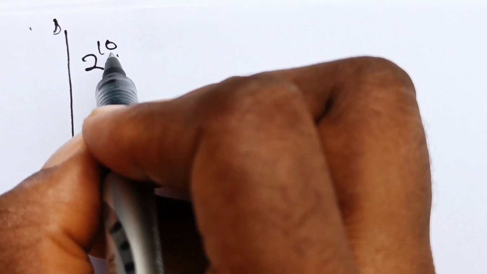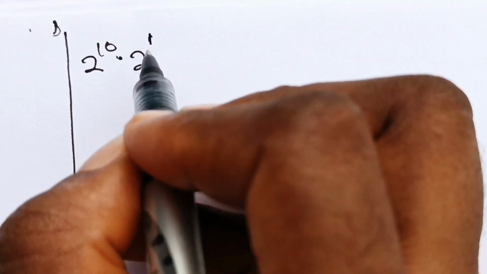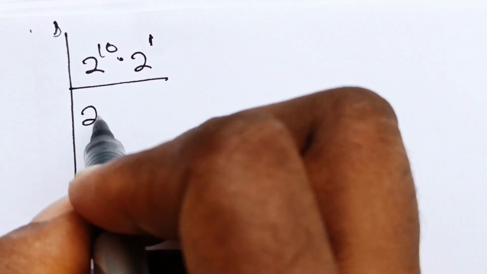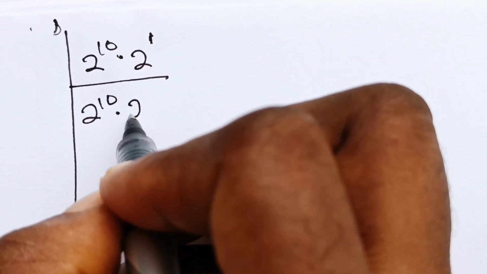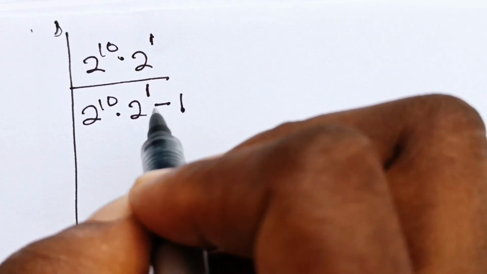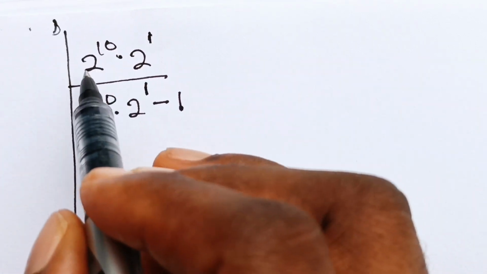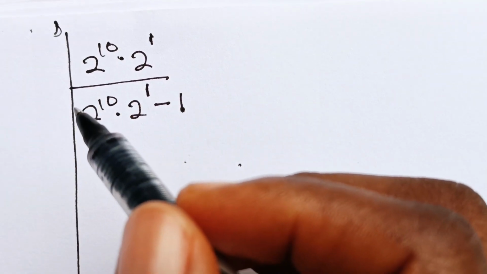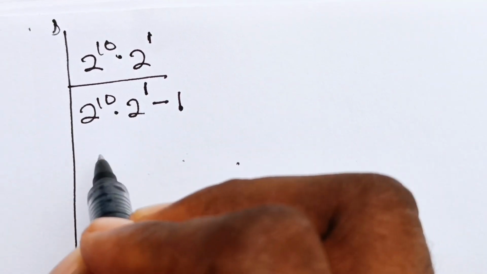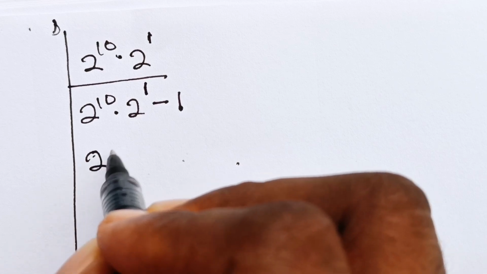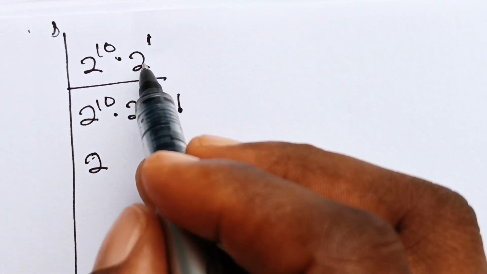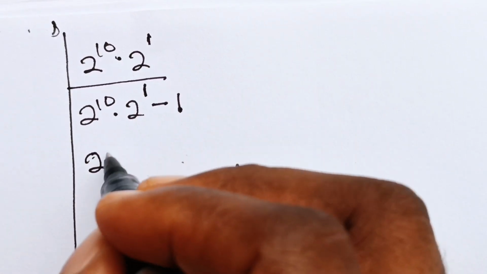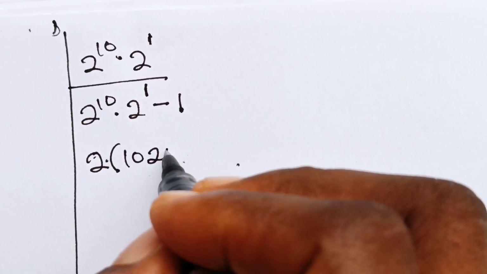So let's go. Now this is where we are: 2 to the power of 10 multiplied by 2 to the power of 1 divided by 2 to the power of 10 multiplied by 2 to the power of 1 minus 1. Now we can easily get 2 to the power of 10. 2 to the power of 10 is 1024. Since I've written 2 already, let me use it as this 2. 2 to the power of 1 is 2 multiplied by 1024.